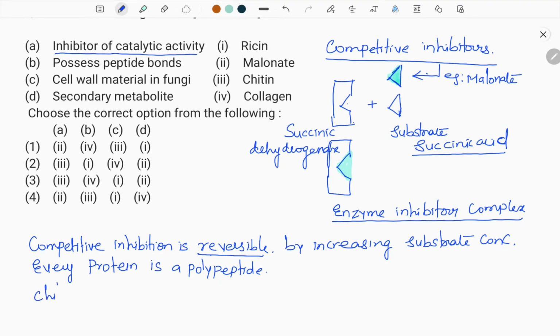Next, cell wall material in fungi, that is chitin. We know that chitin is the second most abundant organic substance on this planet. What is the first most abundant organic matter on this planet? Cellulose. Cellulose is a polymer of what? Glucose. Then chitin is a polymer of what? Chitin is a polymer of N-acetyl glucosamine.